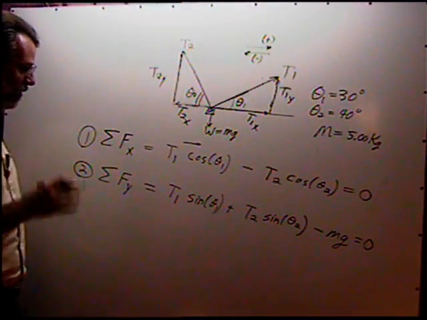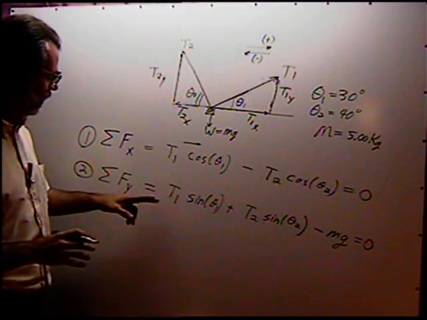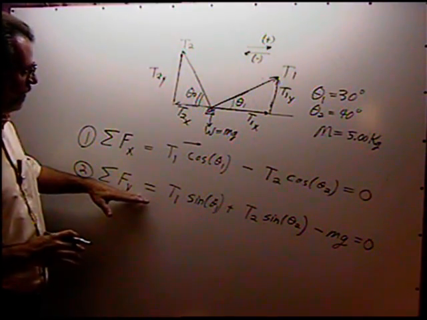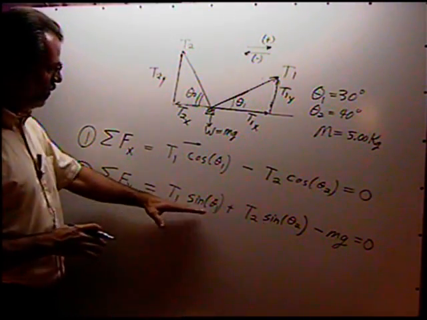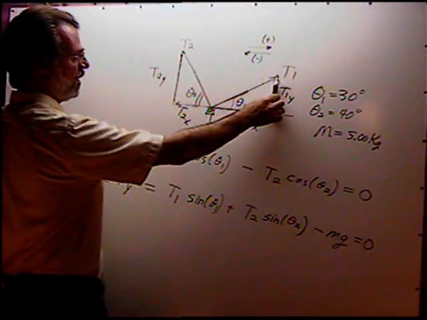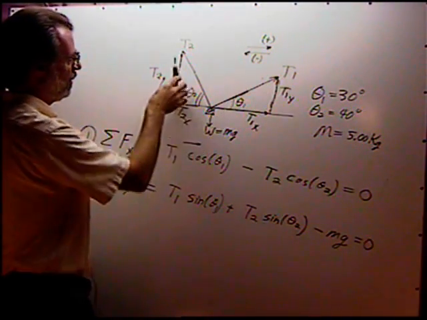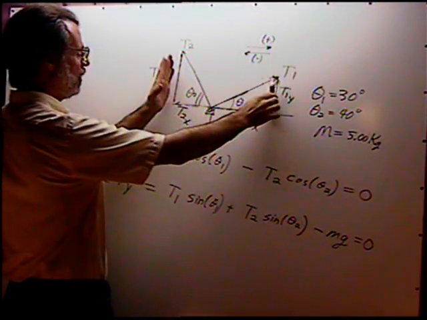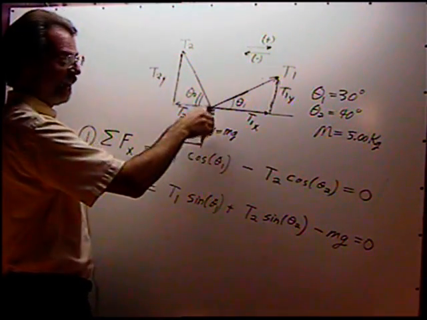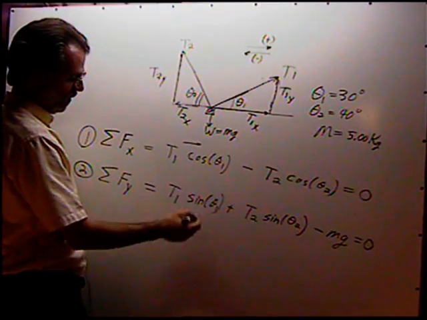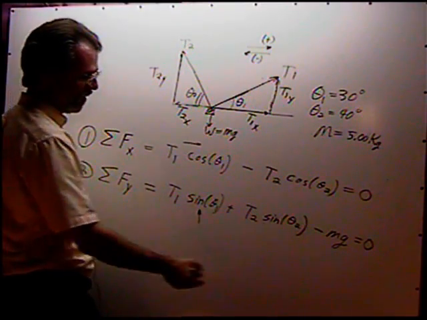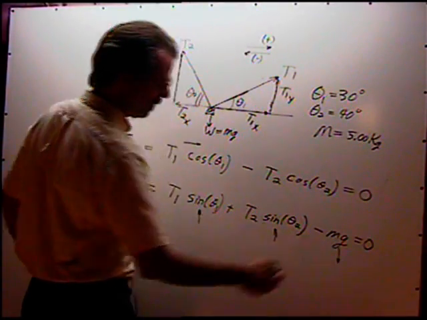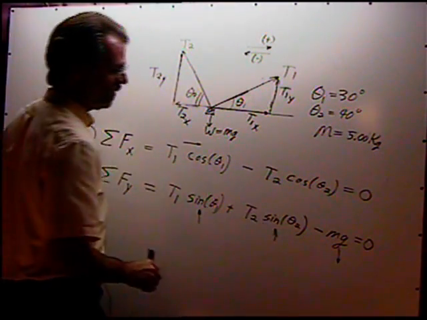Okay? So, again, to summarize, in the y direction we have three terms. We have this tension in the y direction acting up. We have this tension over here in the y direction acting up. And both of these are counterbalanced by the weight acting down. So this tension in the rope is acting up, and the weight is acting down. And the sum of these must equal 0.